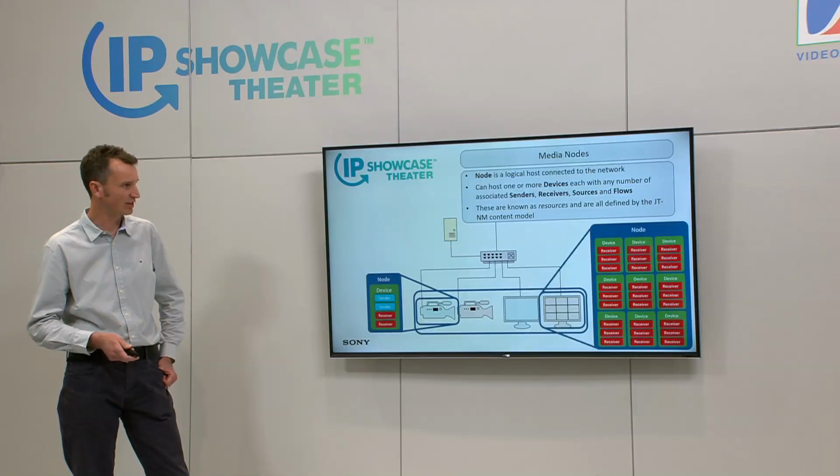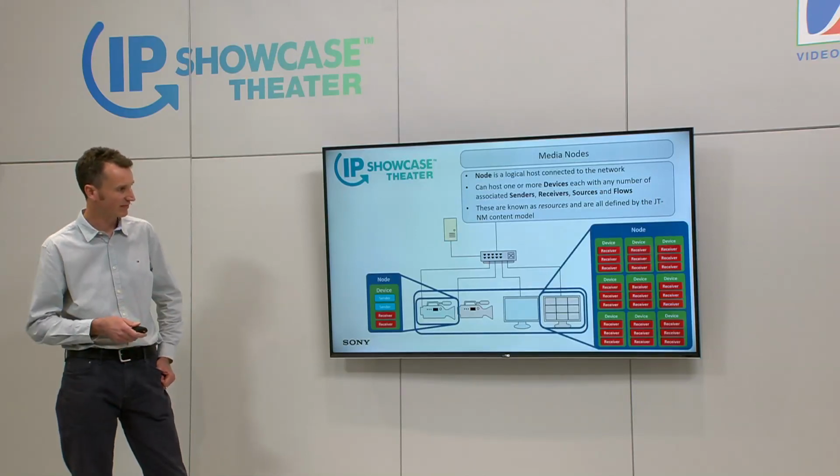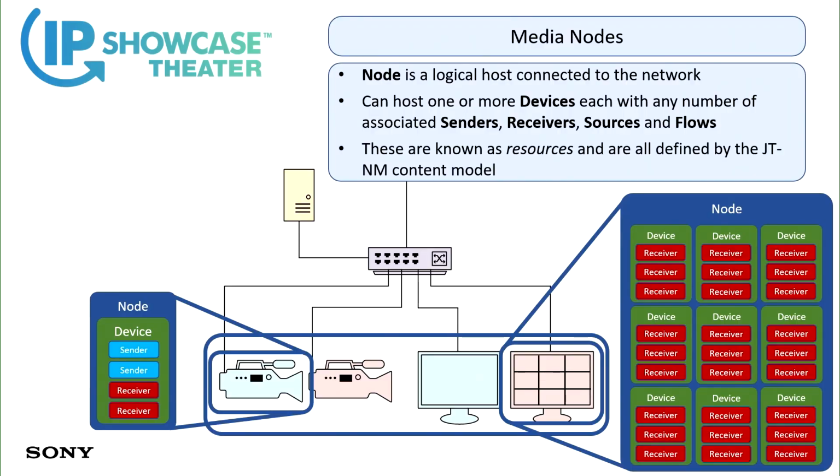Another example could be an IP multi-viewer. In this case, this is a 3x3 multi-viewer, again represented as a single media node, but within that node we have 9 devices this time, one for each picture-in-picture within that multi-viewer, and each device has an audio receiver, a video receiver, and a metadata or ancillary data receiver.